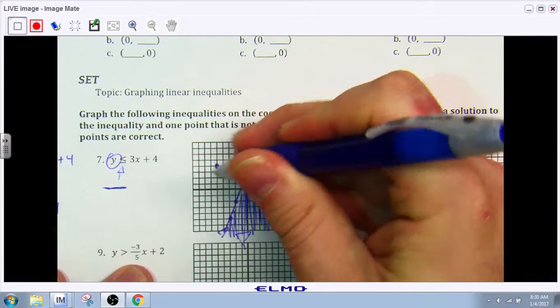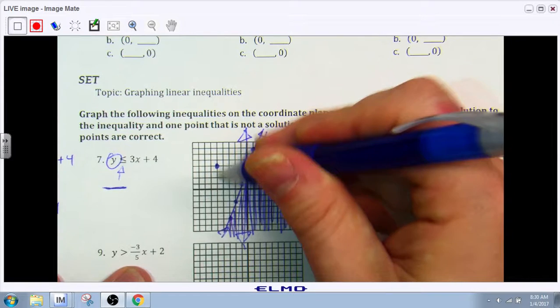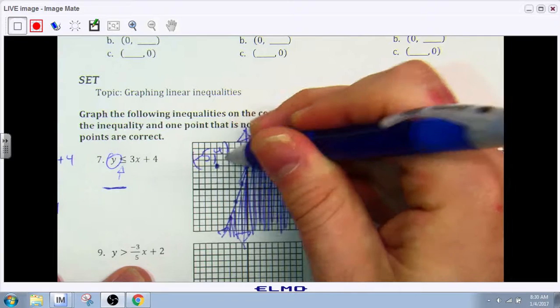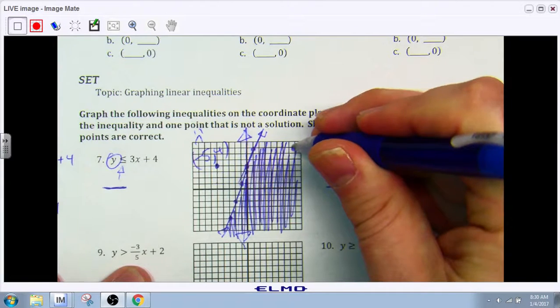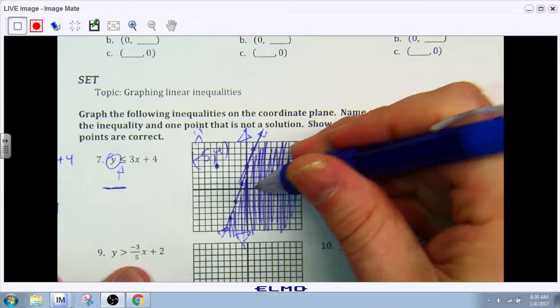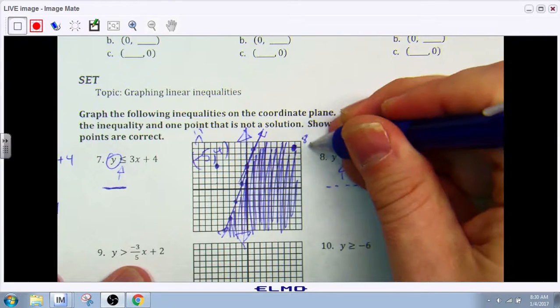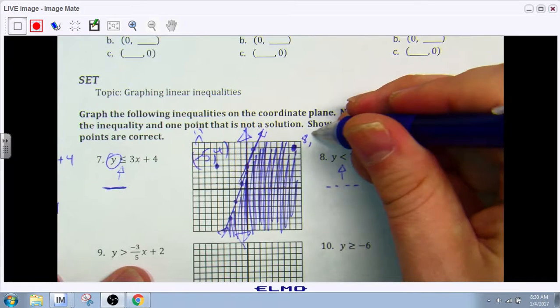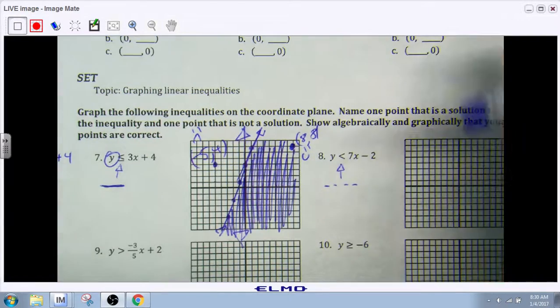Here, this would not be a solution. This is the point negative 5, positive 4. That is not a solution, so I'll make a little frowny face. And then over here, that is a solution. That's the point 8, 8. Then put a little happy face. And so I know I've done that one correctly. All right, I know how to do math.